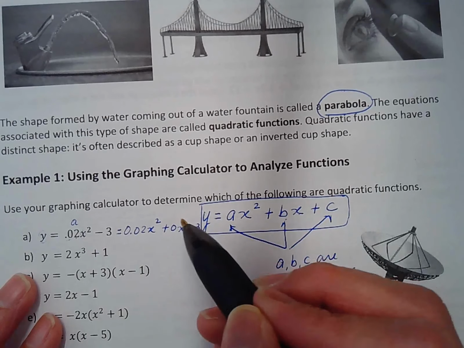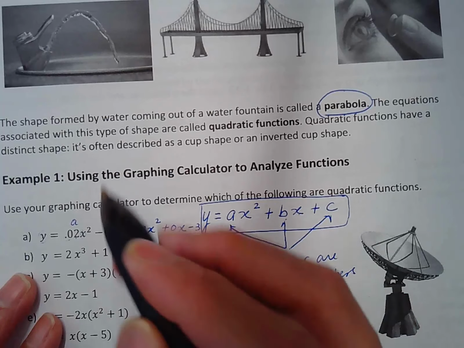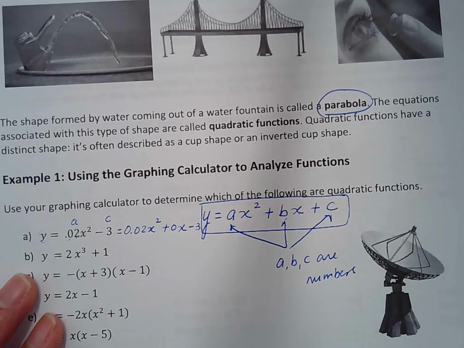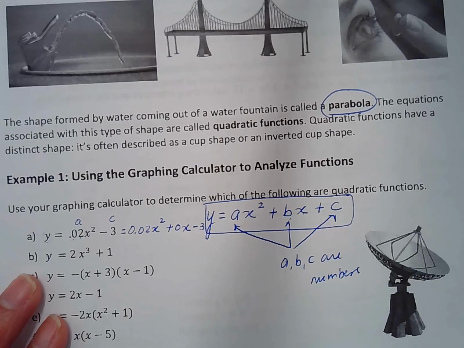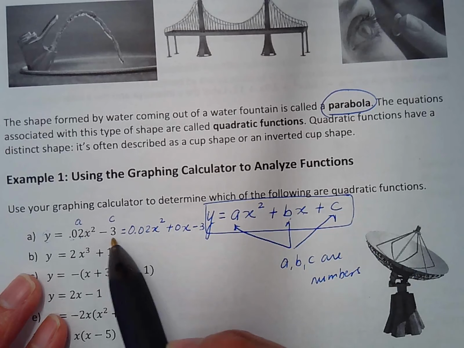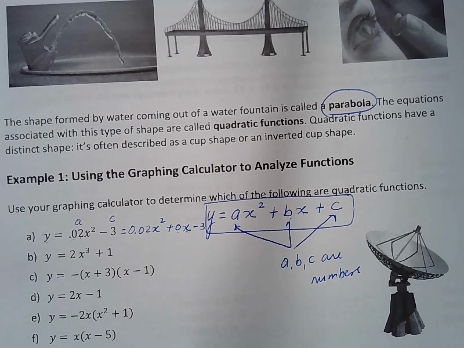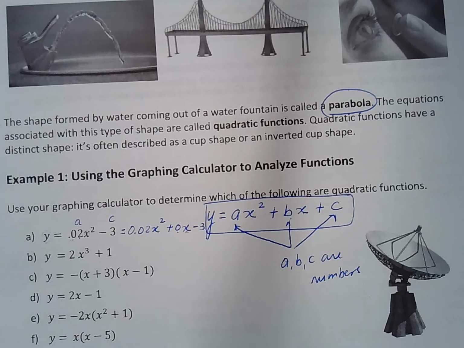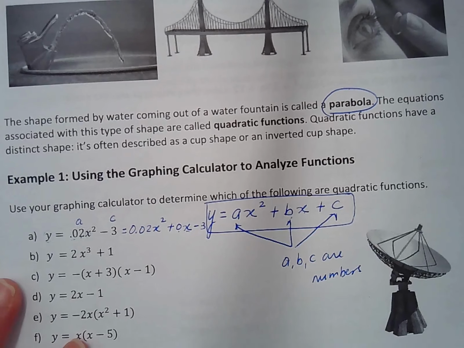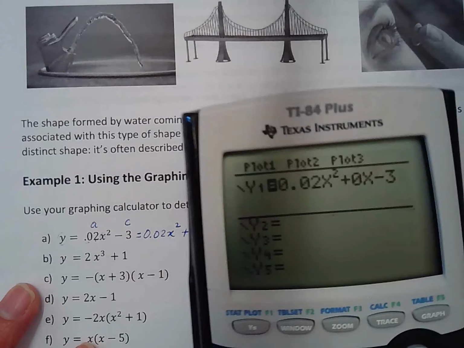0.02. B is 0. Okay, and then this is the C. Where did the x that goes with B come from? Because if you type in 0 times x, it will just be 0. Did it work? Yeah. Okay. It's just a window. Good. So that one is a yes.